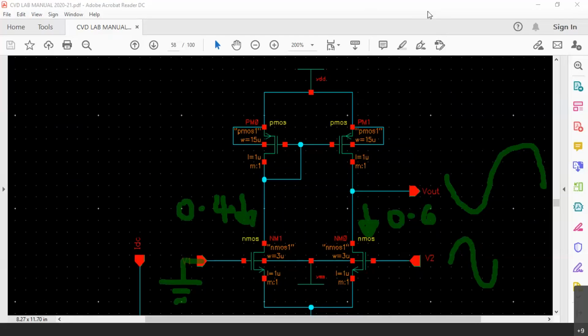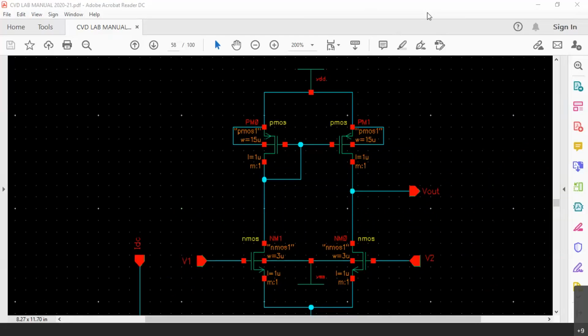Now my question is, let us say we do not take output here. If we take output here, then what is the change going to happen? Let us say instead of taking output at the right side of the amplifier's branch, let us take output at the left side of the amplifier's branch. What is the change going to happen? Anybody can tell me?